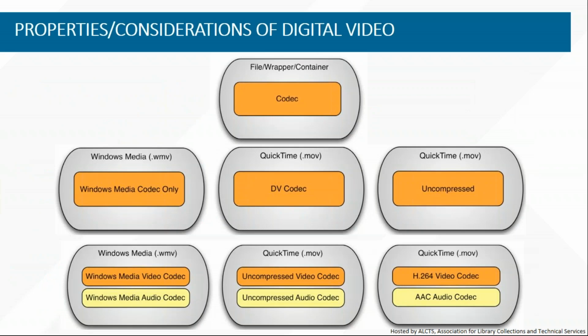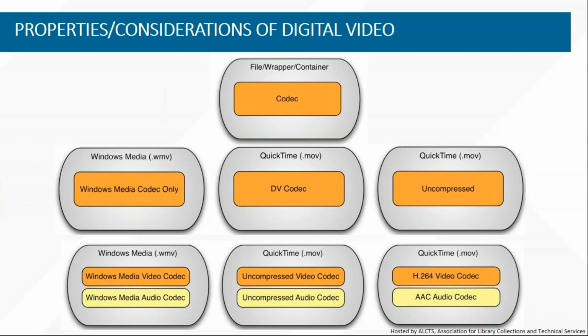And a representation of that can be seen here. At the top level, that's the general example of what a wrapper or container file looks like. It contains a codec, which is the essence of the audio or video information. Then you have different implementations of that. So let's say you have a Windows Media file or a QuickTime file. That could contain a Windows Media codec, it could contain a DV codec, or it could be uncompressed. And we'll talk a little bit about what those mean also.